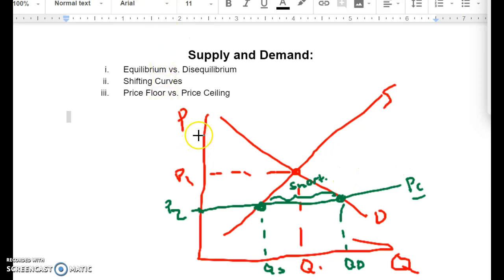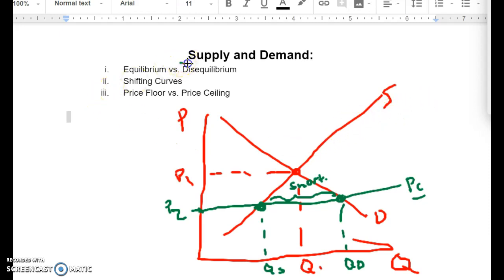Price floor is the opposite, right? I create a floor where prices can't fall below it. My goal is to help the producers, and as a result, I create a surplus, and that surplus results in too much of the product being on the market and businesses not being able to sell.